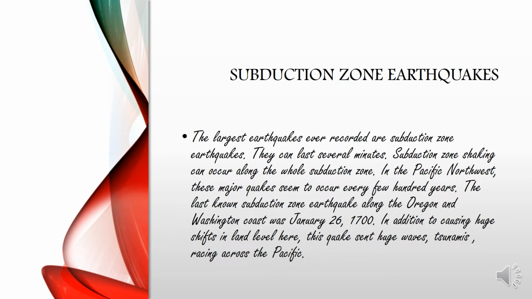The largest earthquakes ever recorded are subduction zone earthquakes. They can last several minutes. Subduction zone shaking can occur along the whole subduction zone. In the Pacific Northwest, these major quakes seem to occur every few hundred years. The last known subduction zone earthquake along the Oregon and Washington coast was January 26, 1700. In addition to causing huge shifts in land level here, this quake sent huge waves, tsunamis, racing across the Pacific.